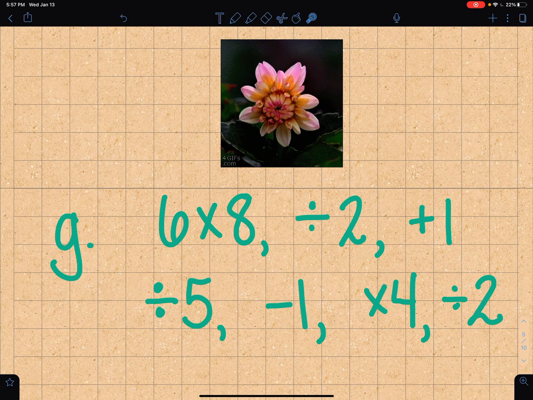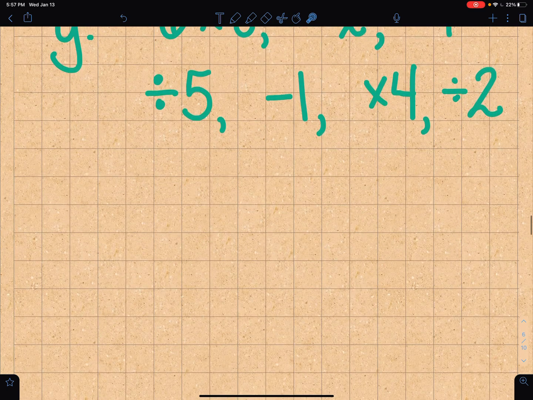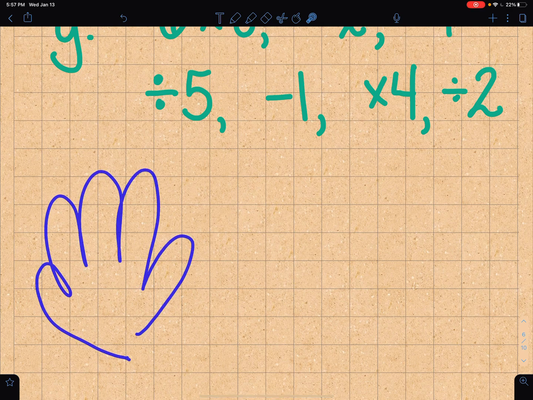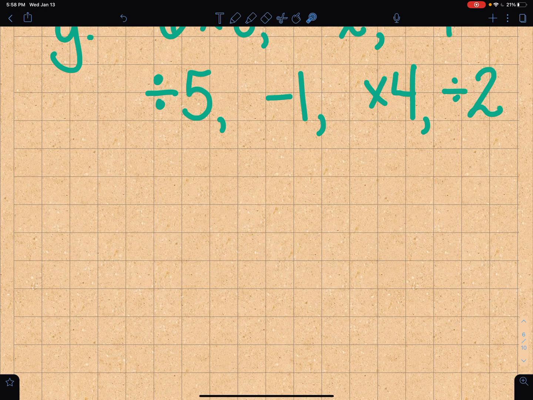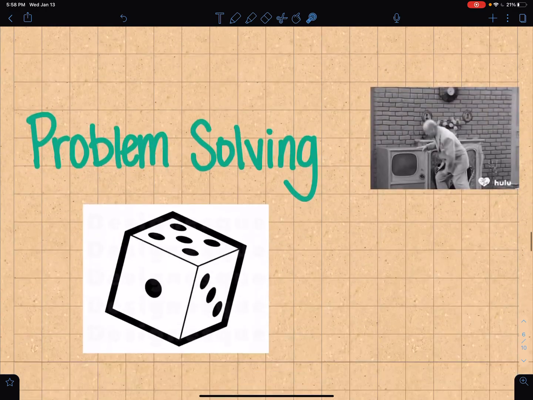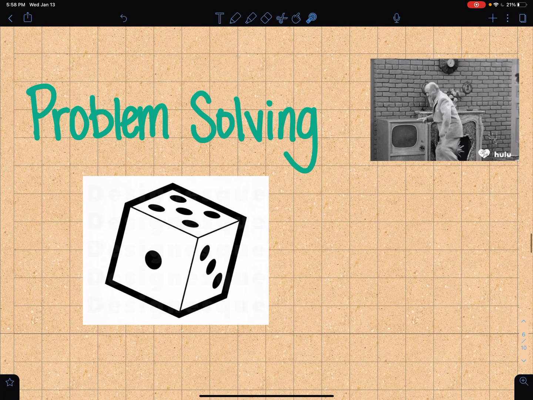And then for H, it basically says to hold your hands 1 foot apart. Okay, so this is going to be a foot between your hands. And then you're going to hold them a yard apart. Is that going to be bigger or smaller? It's going to be 3 times as big. There are 3 feet in a yard. Okay, so try that.